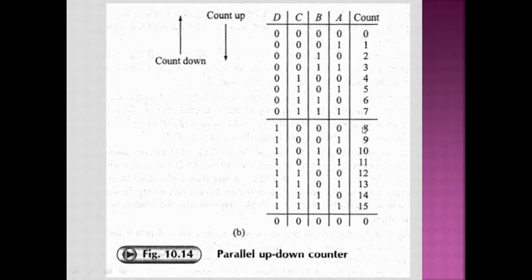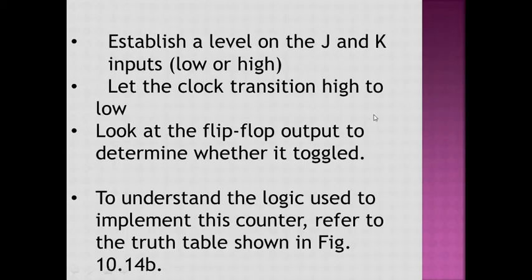Again from count number 8, A is low, B is low, and C is low. That means A bar is high, B bar is high, and C bar is high. Then flip-flop D is going to toggle from 1 to 0 at count number 8 to 7. And this way, it is working in count up mode as well as in countdown mode.